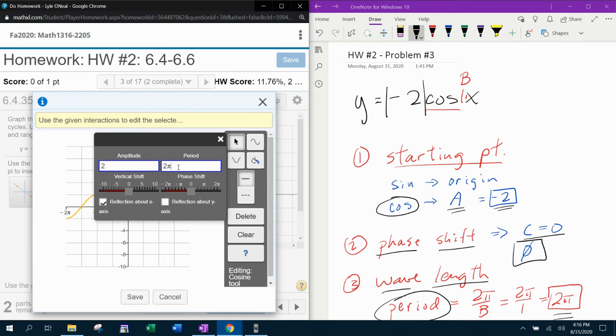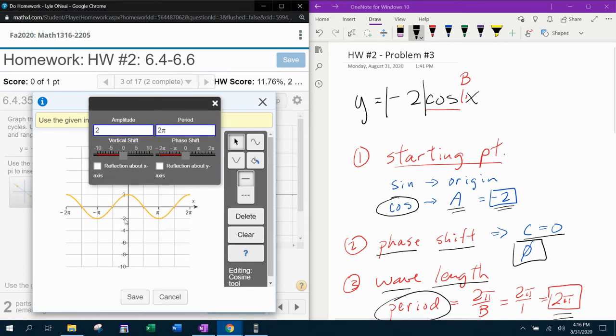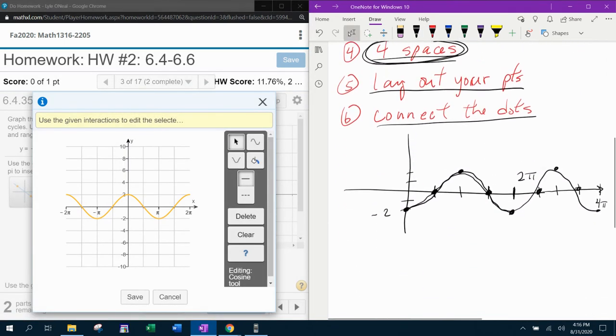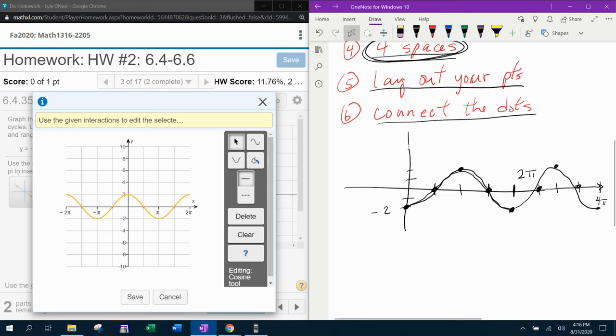The period was 2 pi. There was no vertical shift, okay? So I'm not going to change that. I'm going to leave that at 0. We did not have a phase shift, okay? So we're going to leave the phase shift at 0. And reflection about the x-axis, okay? So when that amplitude is -2, that means that your wave really should begin at -2 on the y-axis. Let me scroll down. Remember when we did this by hand? On the y-axis, the graph should start at -2. And if you look over here right now, it's starting at +2.